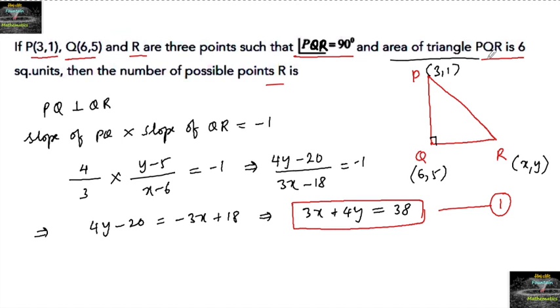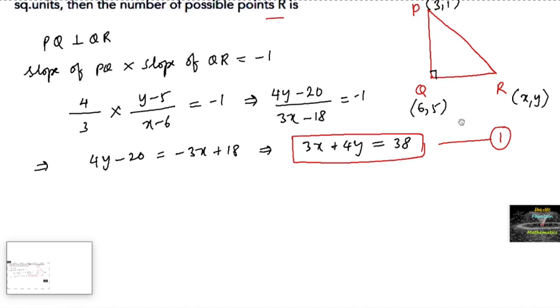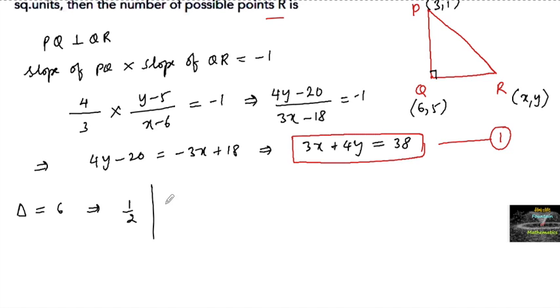And now the area of triangle PQR is given. Let's use the concept of area. Area is equal to 6. So half mod of determinant of the points: x, y, 1; 3, 1, 1; 6, 5, 1, which equals 6, or half times of the determinant x, y, 1.